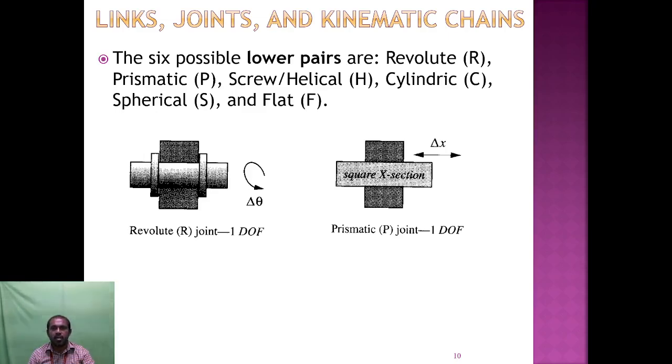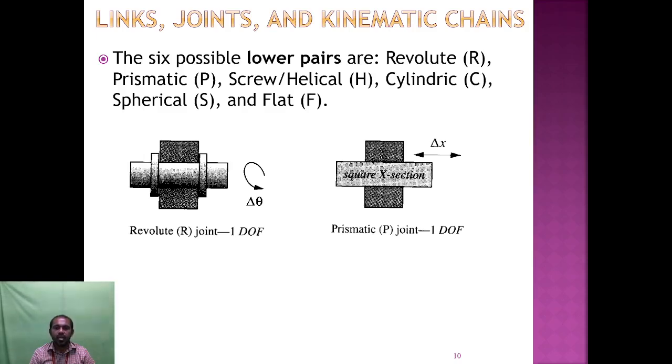Revolute, prismatic, screw, helical, cylindrical, spherical, and flat. So first, revolute. Revolute means a joint that has 1 degree of freedom. I already told you degree of freedom means the independent variable. Here in this figure, there is only one rotation, so you have 1 degree of freedom.